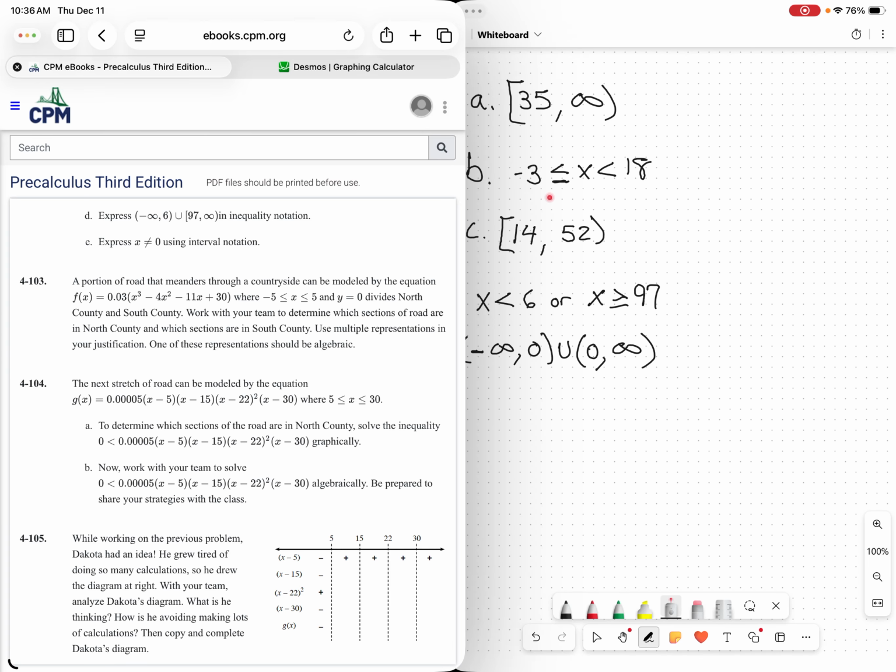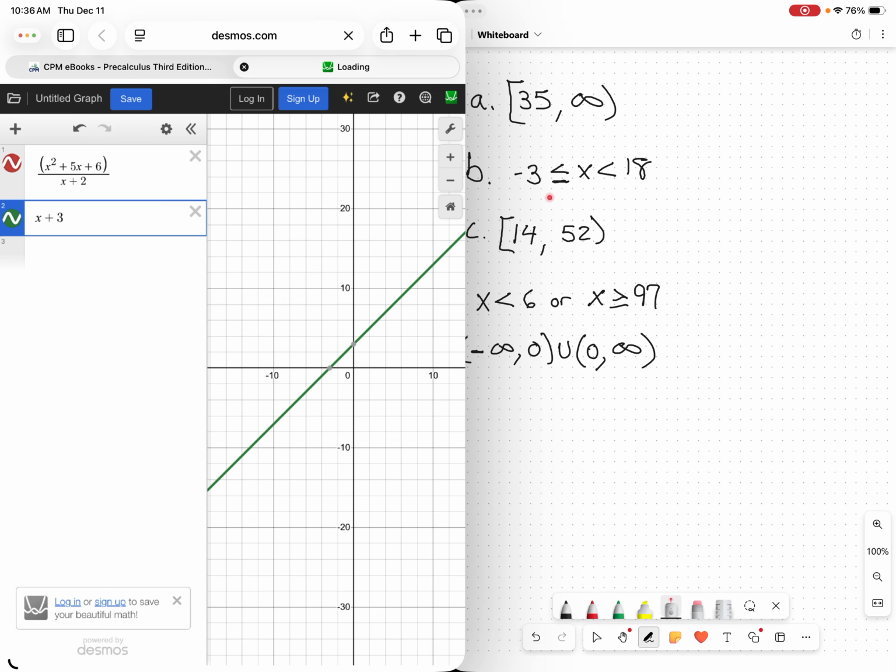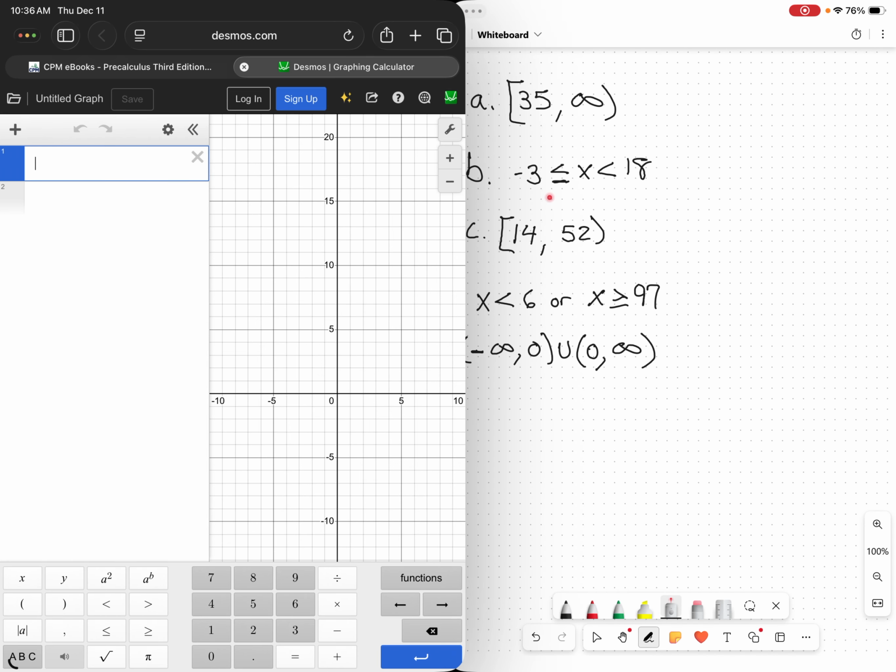So first one, let's just graph it. That's going to be the easiest one. So let's just graph this. So 0.03, parentheses, x cubed.